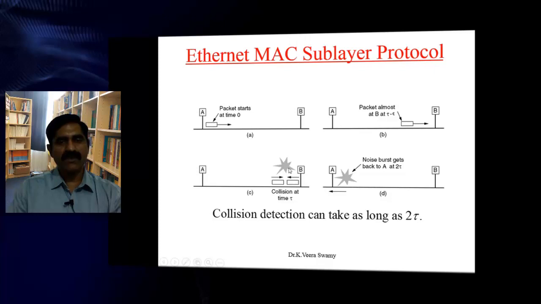This collision you want to detect at station A, so you need a further tau time because the signal has to travel from B to A. So the total time to detect this type of collision is 2 tau. The maximum collision detection time is 2 tau. It can also happen in less time than this, so that you get the collision information. This is the event scenario in the Ethernet MAC sublayer protocol.